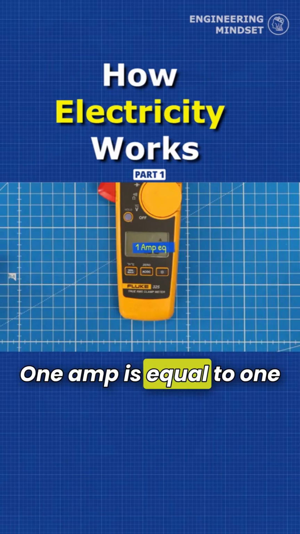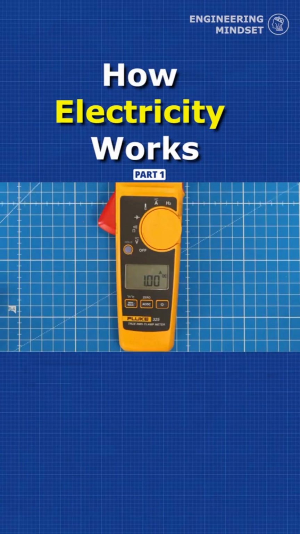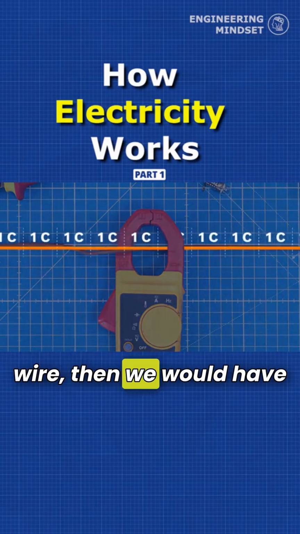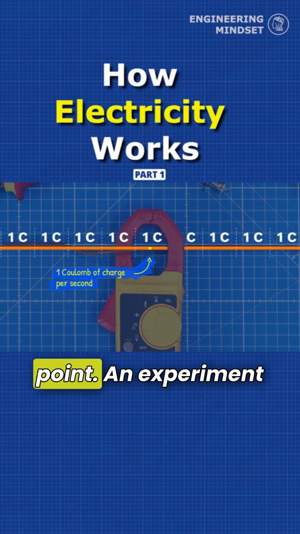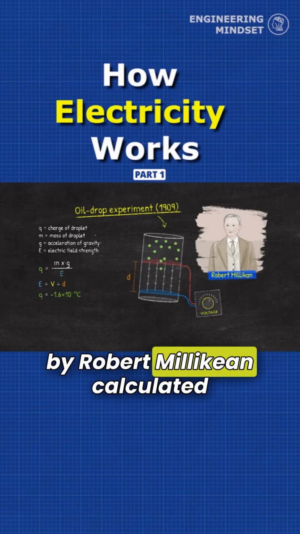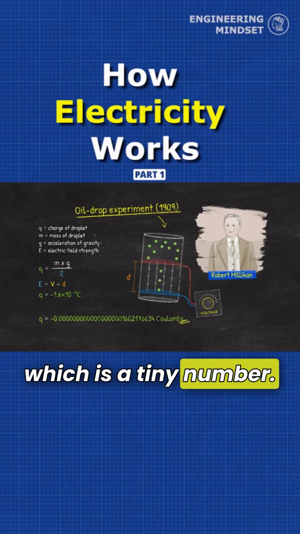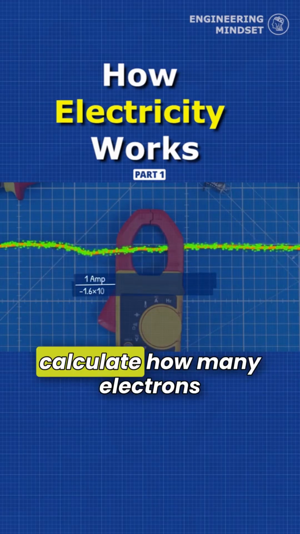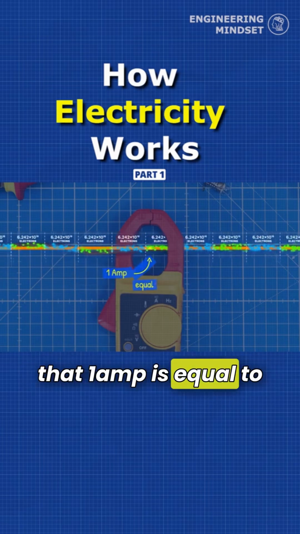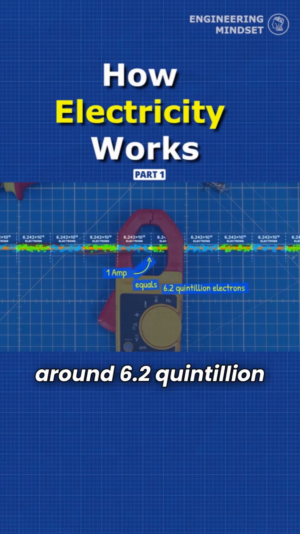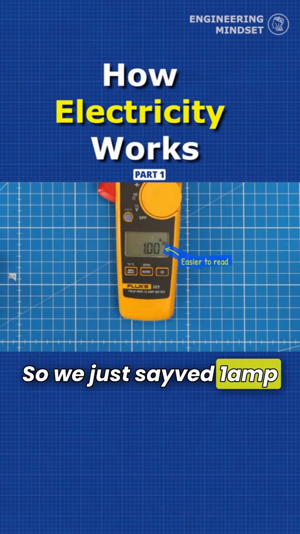1 amp is equal to 1 coulomb per second, which means that if 1 amp was flowing through this wire, then we would have 1 coulomb of charge per second passing this point. An experiment by Robert Millikan calculated the charge of an electron, which is a tiny number. But from that, we can calculate how many electrons are flowing, and we see that 1 amp is equal to around 6.2 quintillion electrons per second. So we just say 1 amp to make it easier.